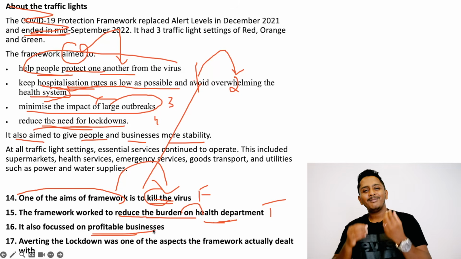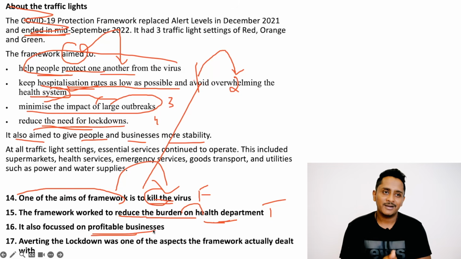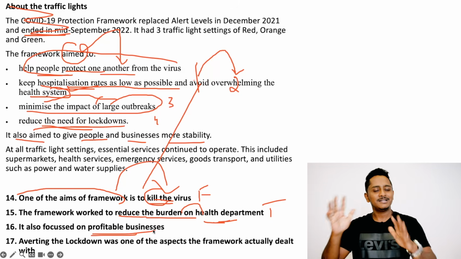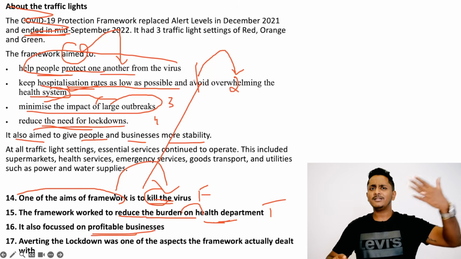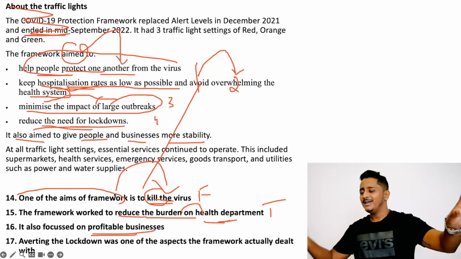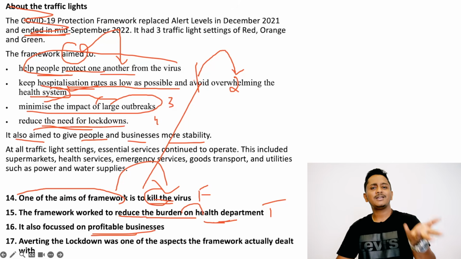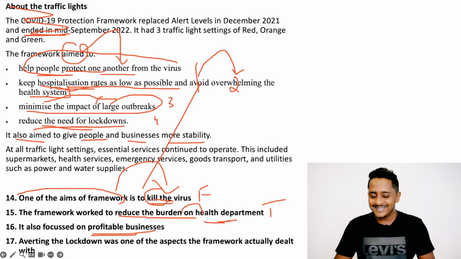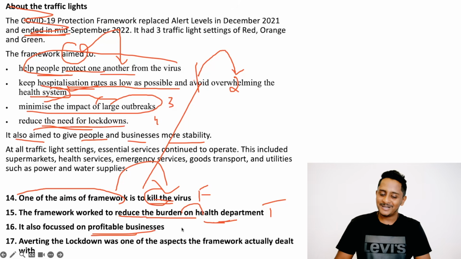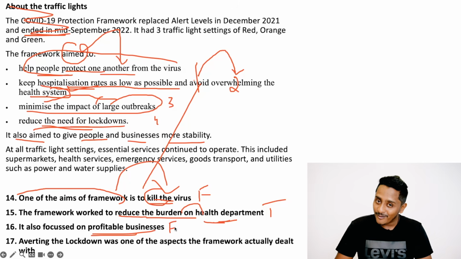It was after making people's life peaceful. It was after making people's life secure. People have to run their businesses, so people will be happy. That framework was thinking that way. It was not thinking to make profitable businesses. So it also focused on profitable businesses? 100% no, it is contradicting.